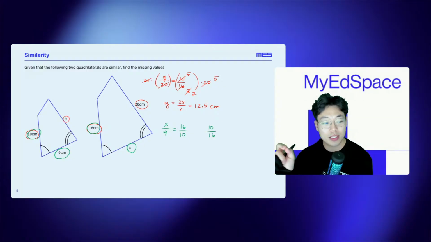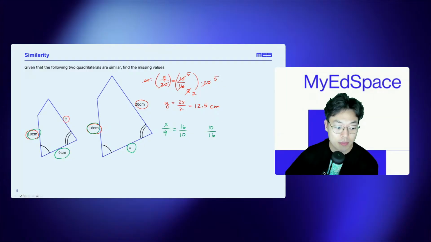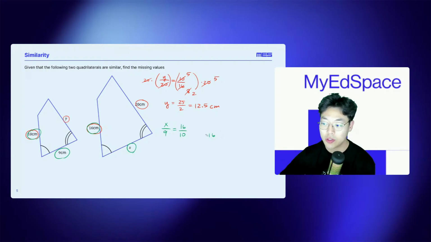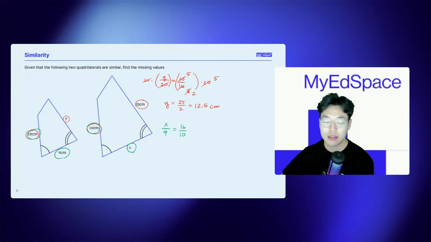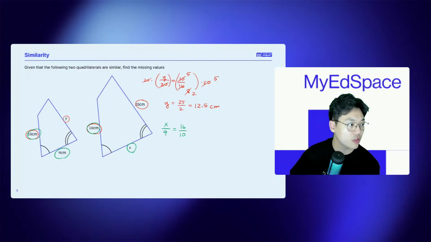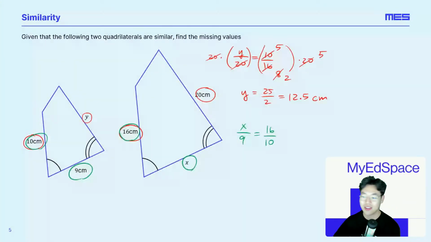But if we do this, let's actually solve it both ways just to make sure whether we're doing this correctly or not. So here, let me rewrite this. Oh, I forgot to change my screen mode. There we go. We can rewrite this as x over 9 equals 10 over 16.